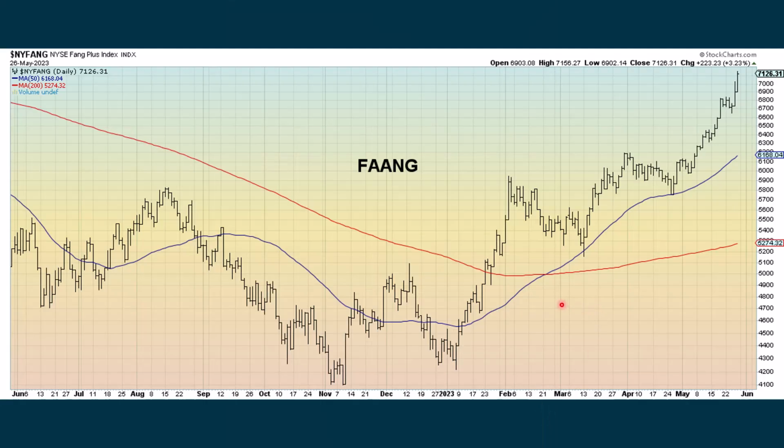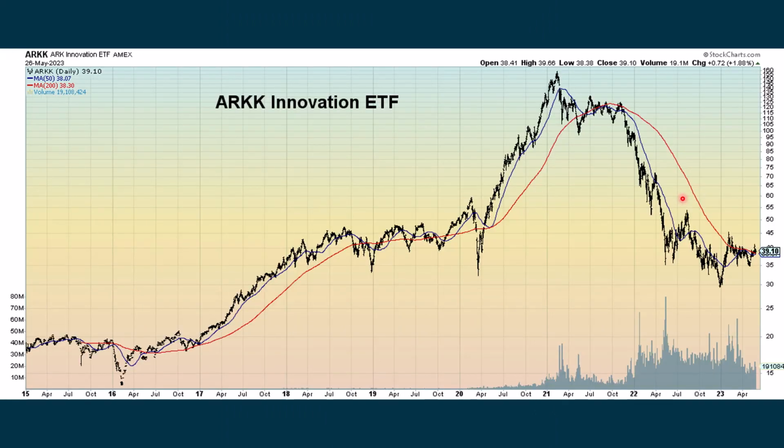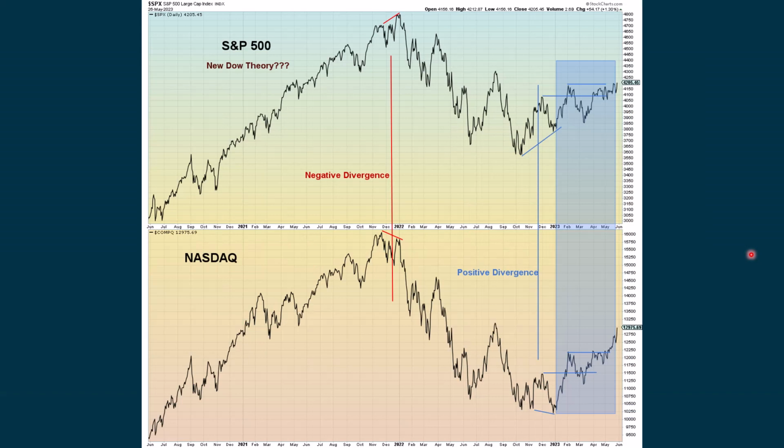The FANG index has really been doing well. ARK, though, still is really suffering and is in an overall downtrend. Then we have a new take on Dow theory, where we use the S&P 500 instead of the Dow. It's breaking out. The NASDAQ instead of the transports, it's also breaking out. This is a positive divergence right now. And finally, as of Friday, the S&P was able to close above 4,200. Now we're wondering, can this continue?